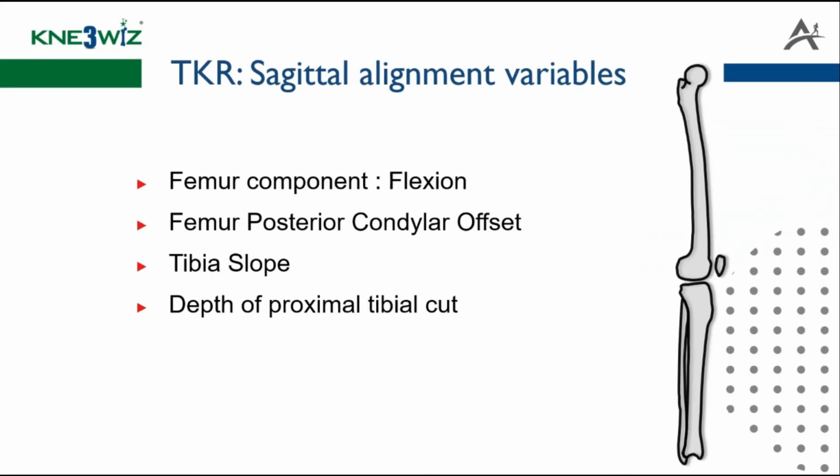Let's dive deeper into the desired values of sagittal alignment variables: femoral component flexion, posterior condylar offset, tibia slope, and depth of proximal tibial cut.